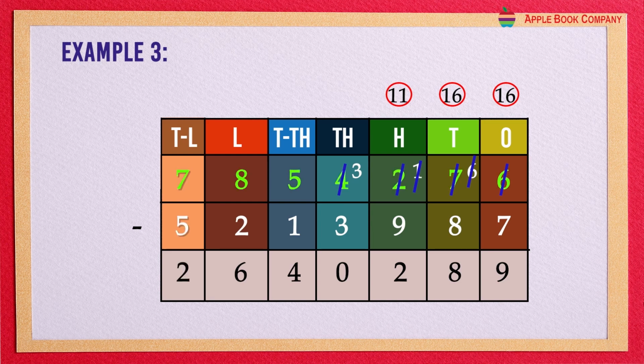Hence, 78,54,276 minus 52,13,987 is equal to 26,40,289. So this is the value that we arrive at.